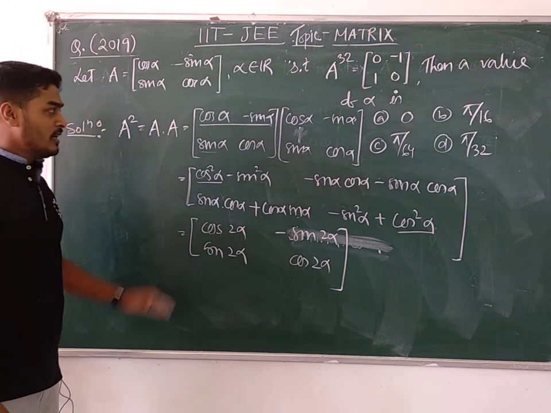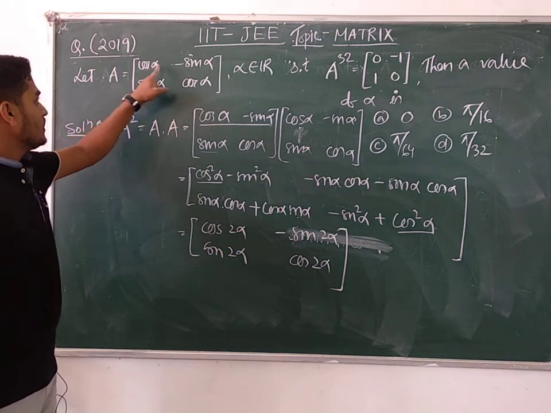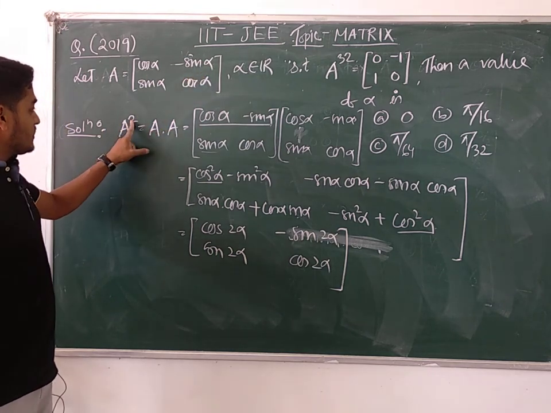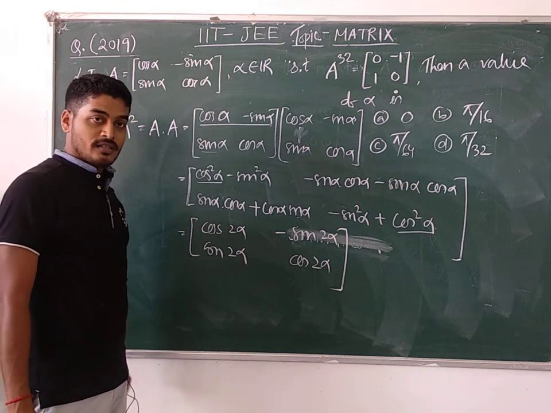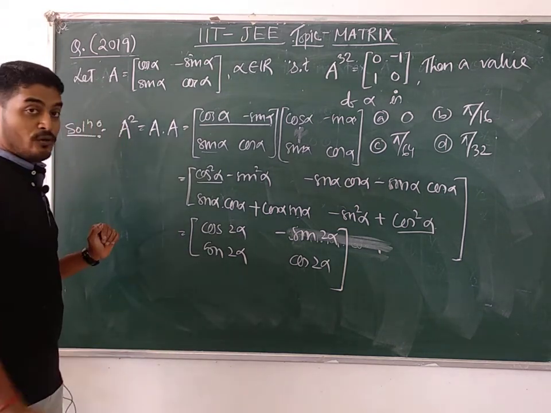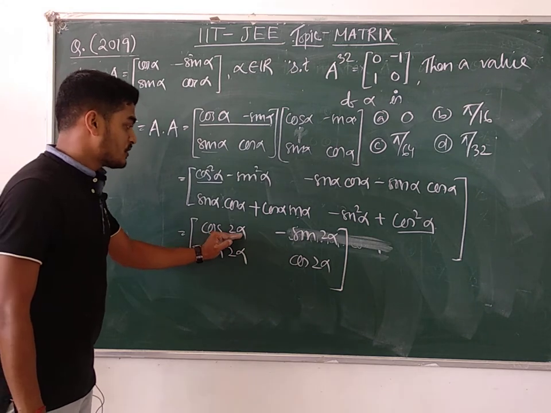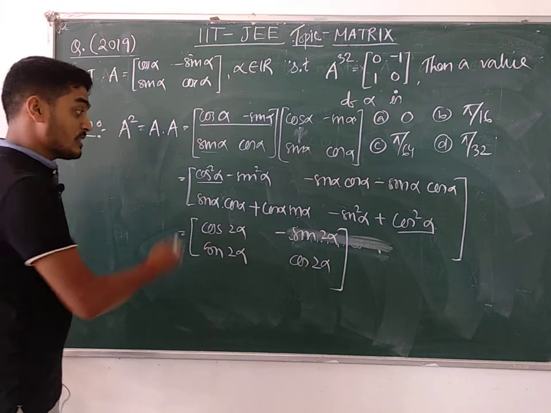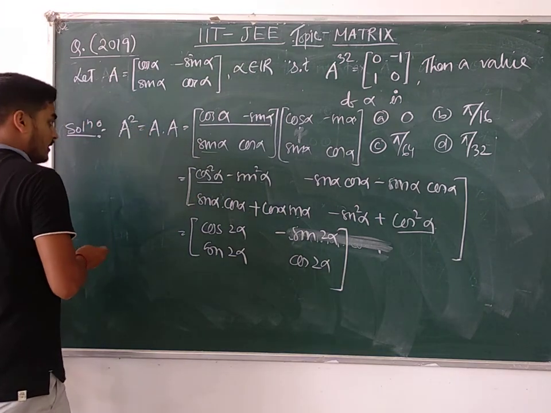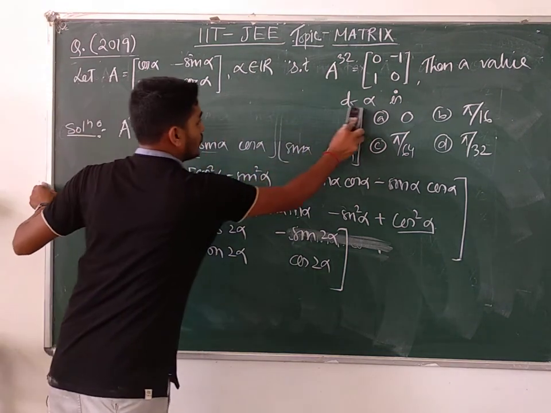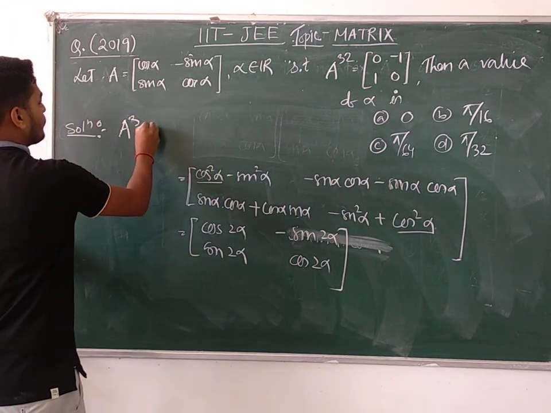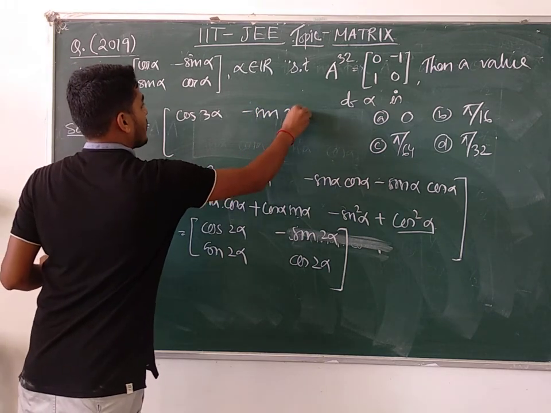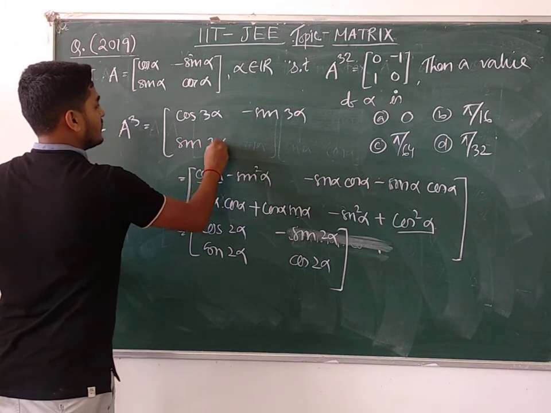If you compare, you will get that whenever the power is 1, the coefficient of alpha is 1. Here as the power is 2, the coefficient of alpha is 2. If you try to find the value of A cube, then obviously you will get cos 3 alpha, minus sin 3 alpha, sin 3 alpha, cos 3 alpha. I have got it, so just try to find it. Having the value of A cube, it will be cos 3 alpha minus sin 3 alpha, then sin 3 alpha, cos 3 alpha.